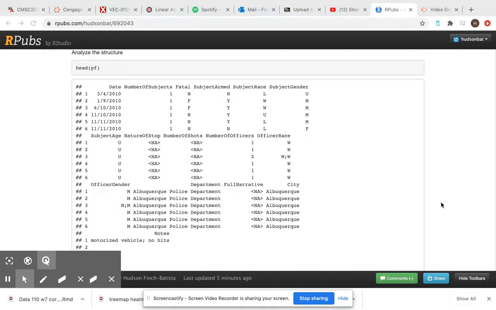And the main variables I was interested in were whether a shooting was fatal or not, the race of the victim, the number of officers involved, and the number of shots involved.